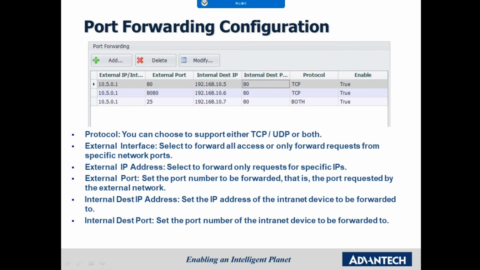Protocol, you can choose to support either TCP or UDP or both. Interface, external interface. Select to forward all access or only forward requests from a specific network port. External IP address. Select to forward only requests for a specific IP. Internal destination IP address. Select the IP address of the intranet device to be forwarded to. Internal destination port. Set the port number of the intranet device to be forwarded to.